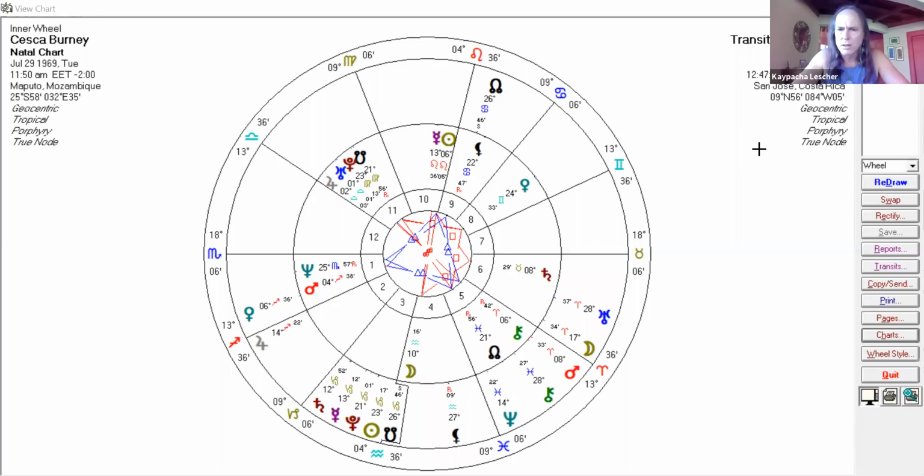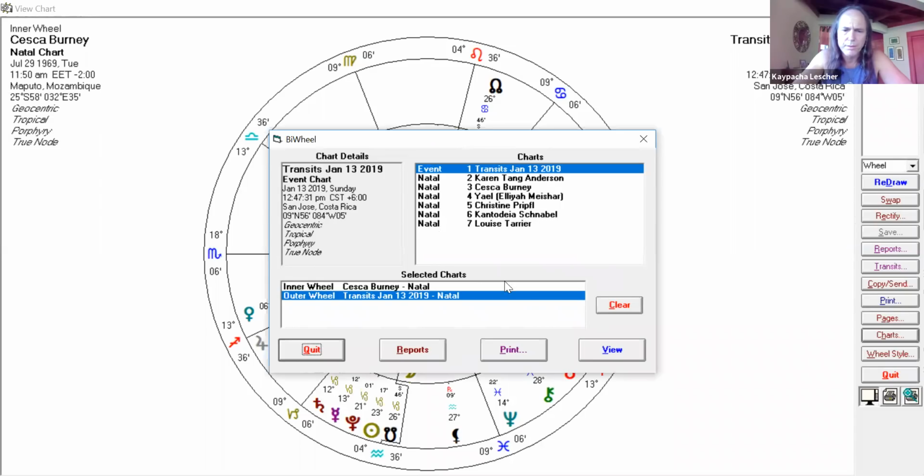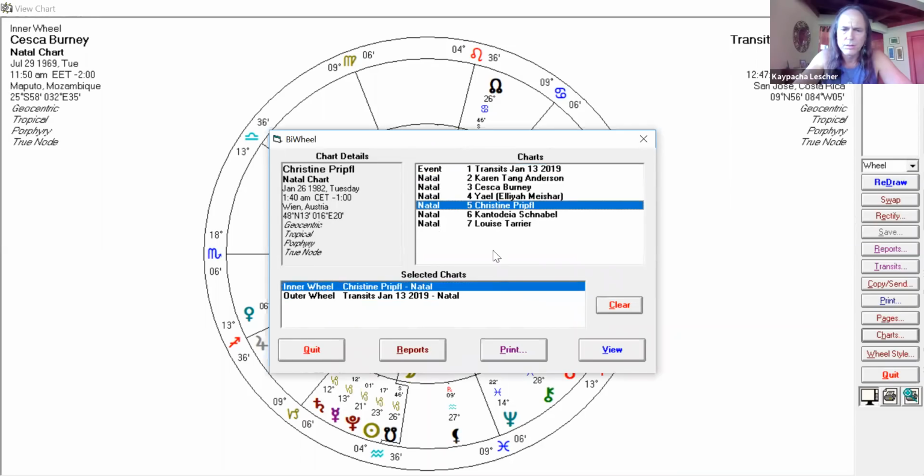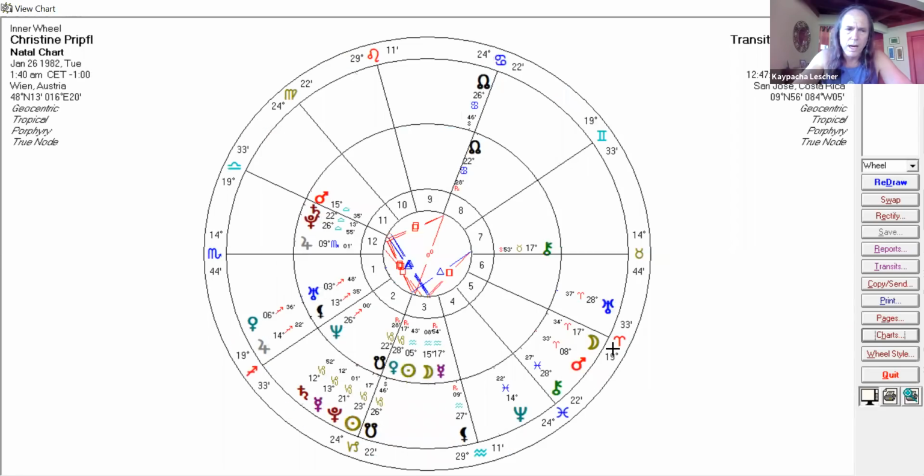Great. Thank you. Okay. Here we go with a view chart. And of course, I thought that I was starting with Keska, but I'm not. So I will go down here to Christine. Here's Christine. I use the double wheel. You can see that Christine is a double Aquarius, sun and moon both in Aquarius, and Scorpio rising.